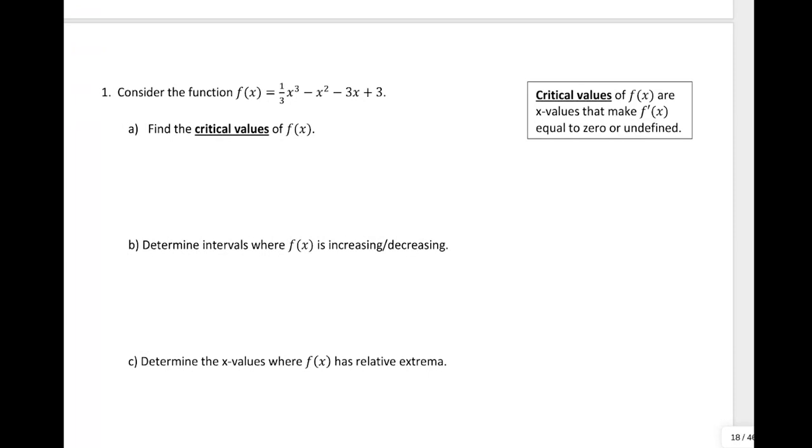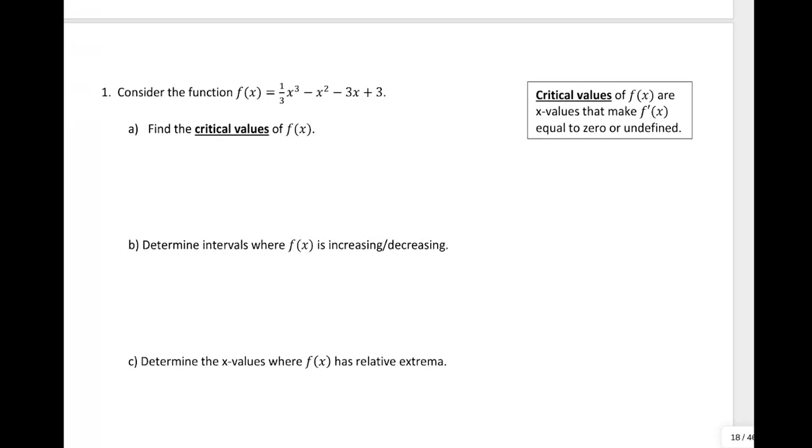And what makes them critical is these are the only points where the sign of the derivative can change. In other words, if you want to see a change from the derivative from being positive to negative or vice versa, that can only happen at these critical values. So our strategy for finding all the increasing, decreasing intervals and the extrema is basically going to boil down to finding those critical values. In other words, setting the equation equal to 0 and solving it.